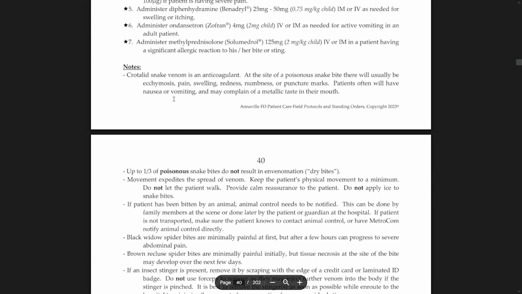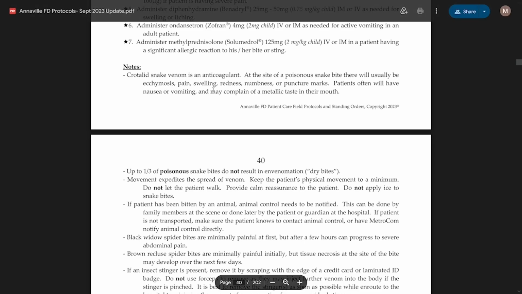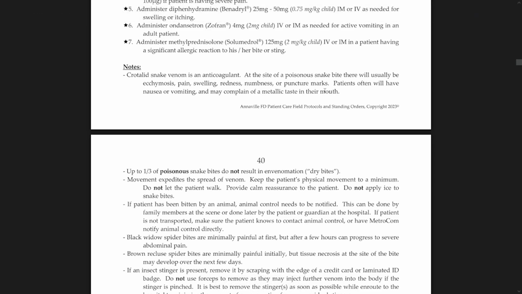Now, some very important notes. Crotalid snake venom is an anticoagulant. At the site of a poisonous snake bite, there will usually be ecchymosis, pain, swelling, redness, numbness, or puncture marks.